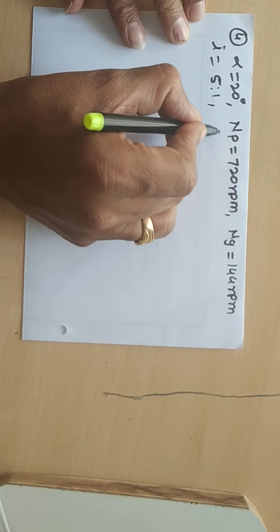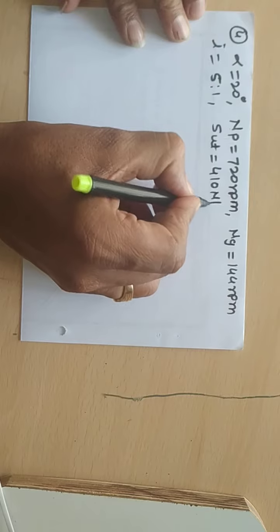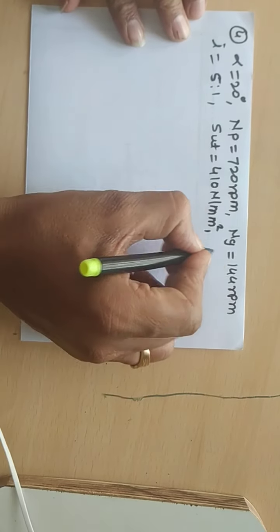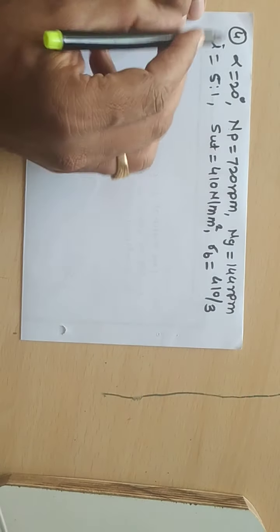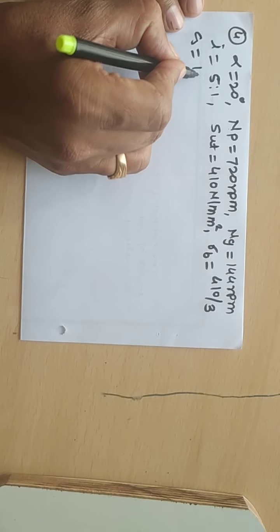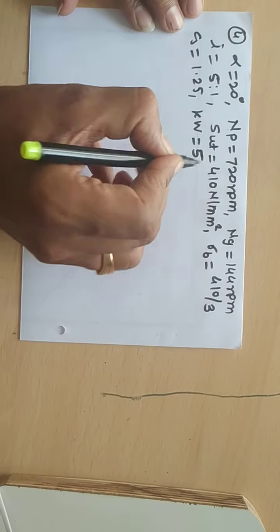Both gears are made of steel material with SUT 410 Newton per mm square, therefore sigma b is SUT upon 3, that is 410 upon 3. Service factor is given as 1.25. It transmits 5 kilowatt.